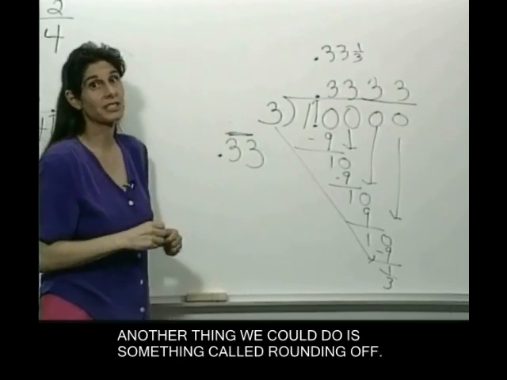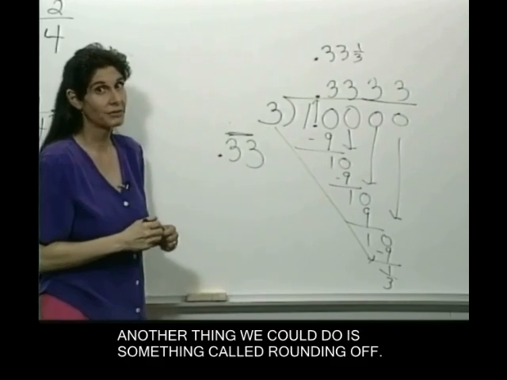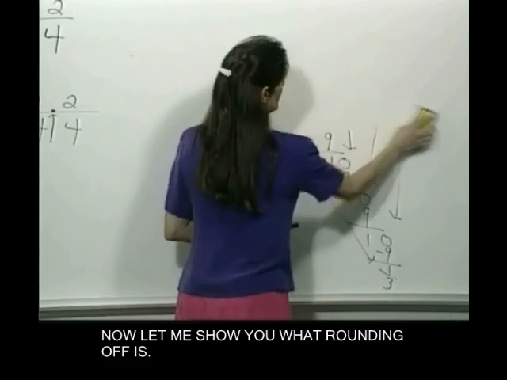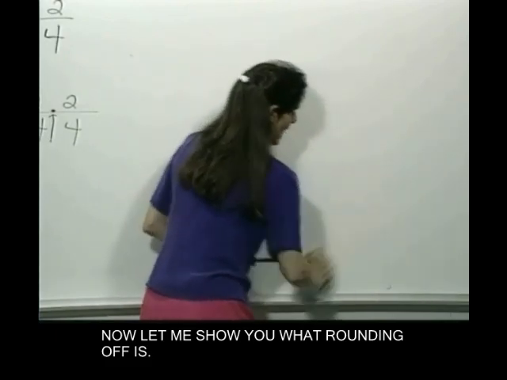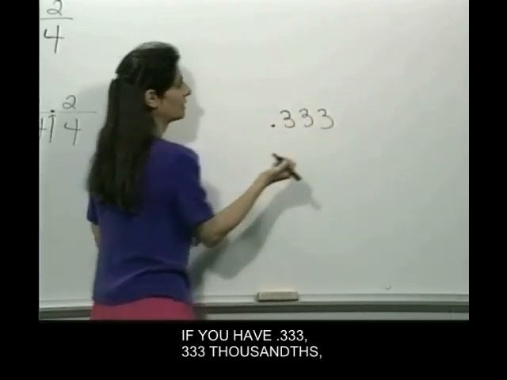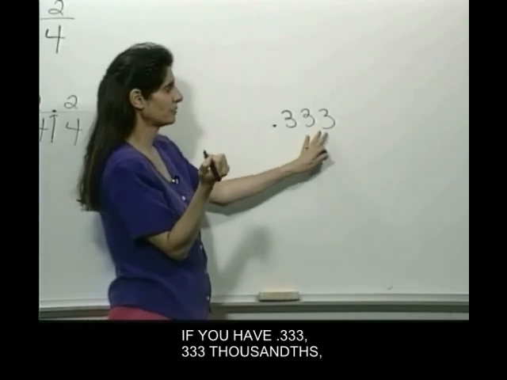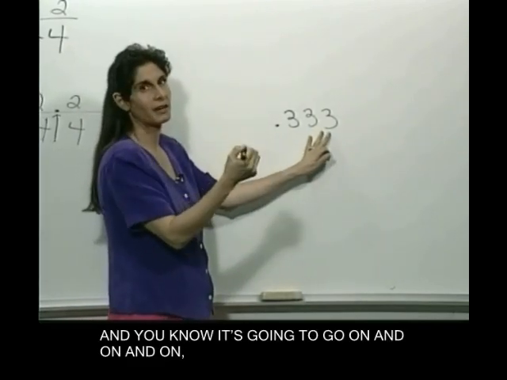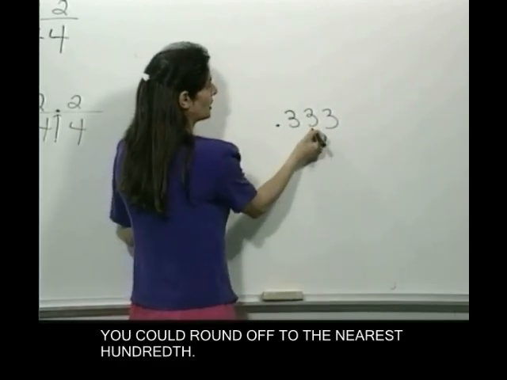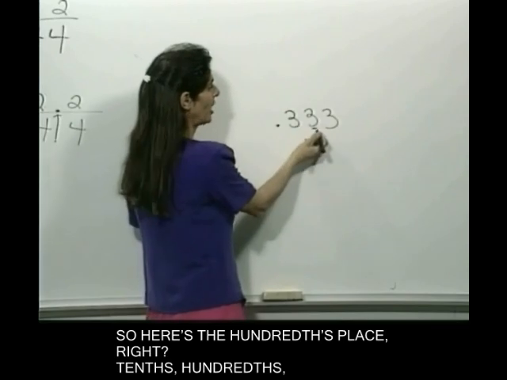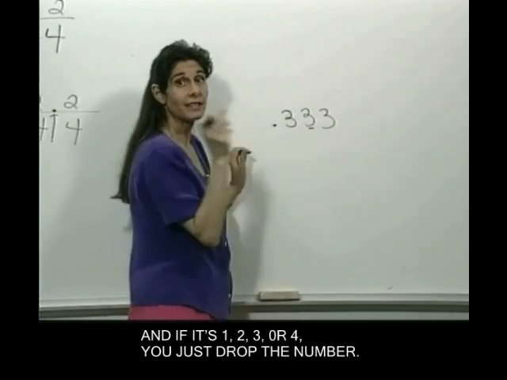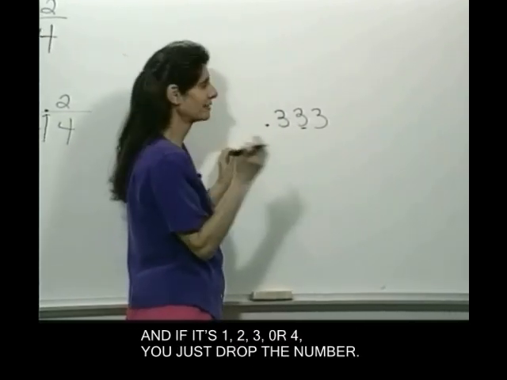Another thing we could do is something called rounding off. Now let me show you what rounding off is. If you have 333 thousandths, and you know it's going to go on and on and on, you could round off to the nearest hundredth. So here's the hundredths place, right? Tenths, hundredths.